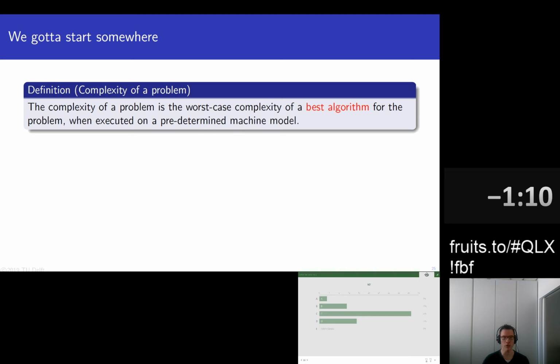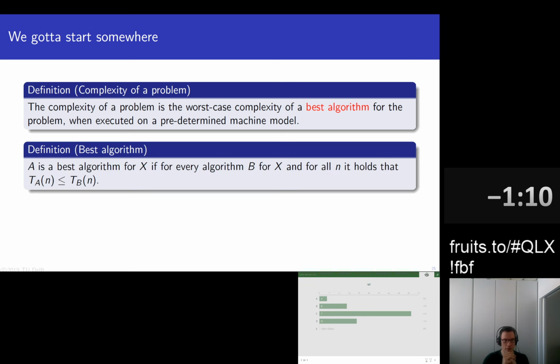The complexity of a problem is the worst case complexity of a best algorithm for the problem when executed on a predetermined machine model. That's a lot of information there. Okay, worst case complexity. We know what that means. Okay, best algorithm. What's that? Well, an algorithm A is a best algorithm for X if every other algorithm takes at least the same amount of time. And notice that I'm saying for every n, right? So not after a certain point, as is used for big O, but just always.